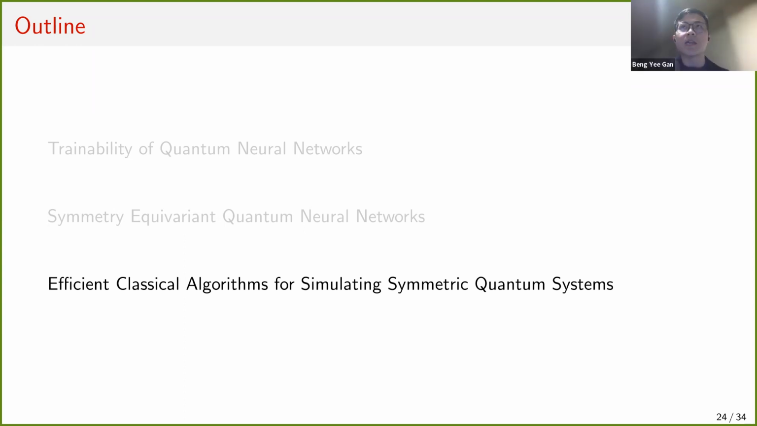Are these degrees of freedom easy to control? As in, now you exploit these kinds of symmetries, but would you be able to control these degrees of freedom easily in, for example, the experiment?